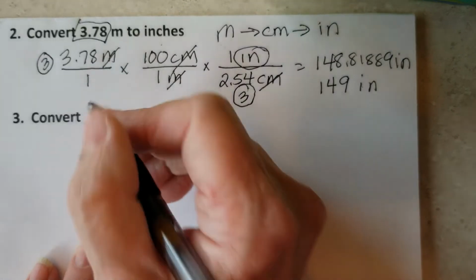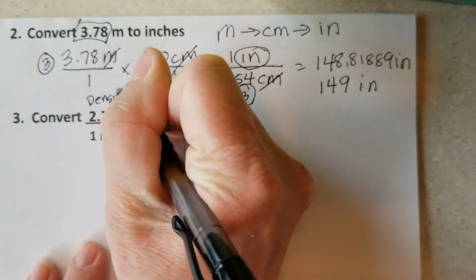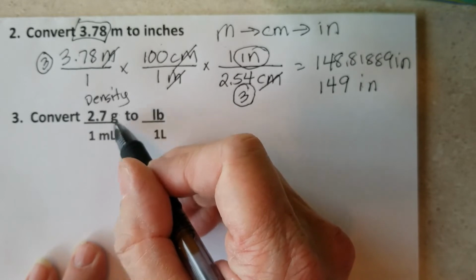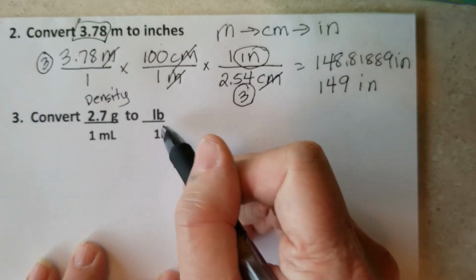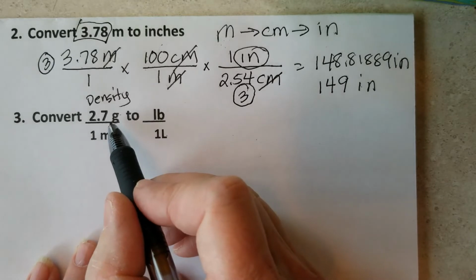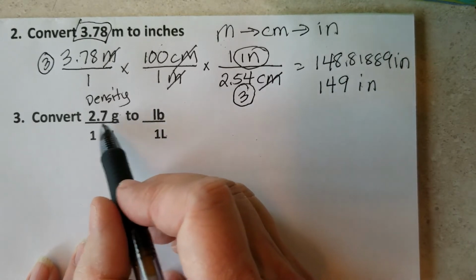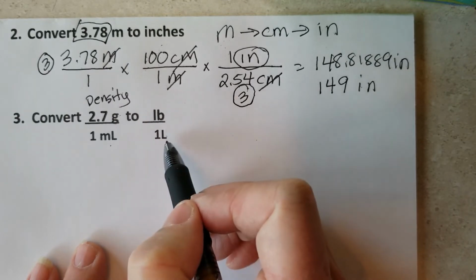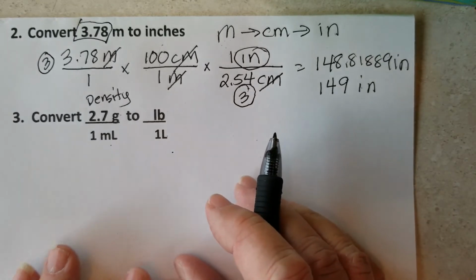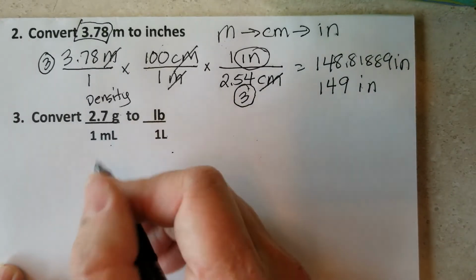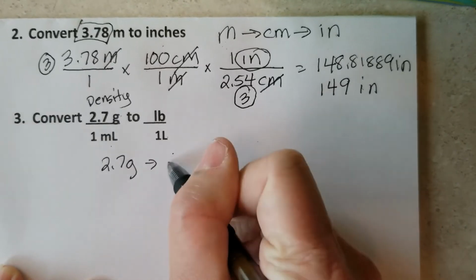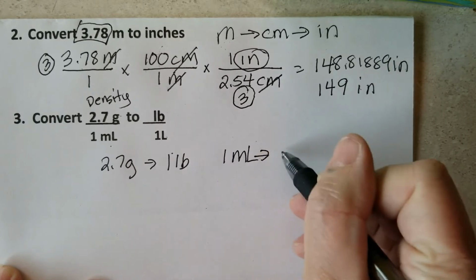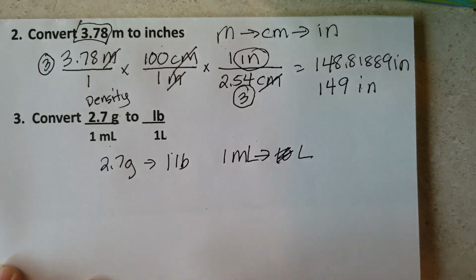All right, the last one I have is a double unit conversion. I'm going to convert something which is a density. This happens to be the density of aluminum in grams per milliliter, and I want to change that to a density in pounds per liter. You can divide this up and go from grams to pounds and then milliliters to liters and then divide the two. Or you can leave it all as one, which I'm going to do here, but you have the option.